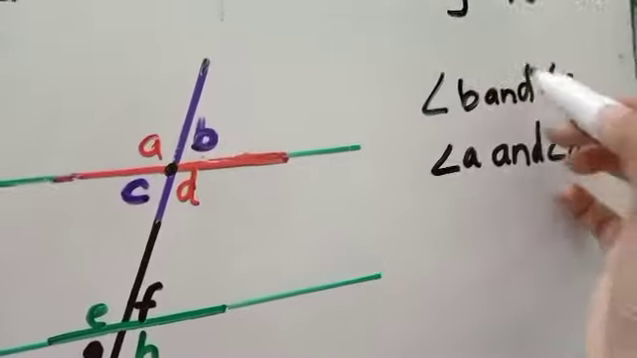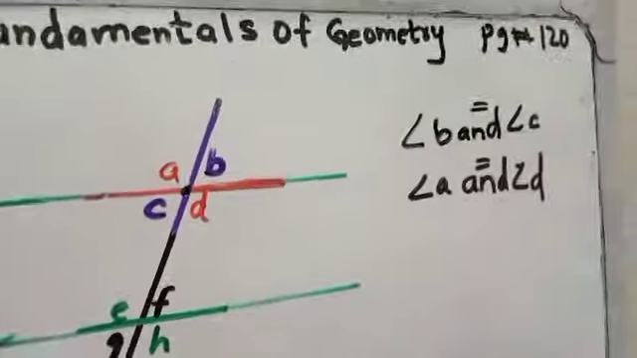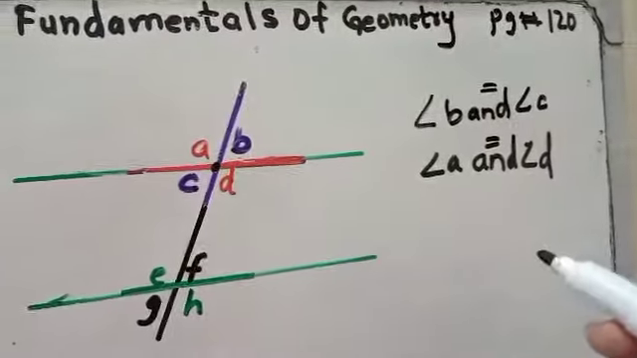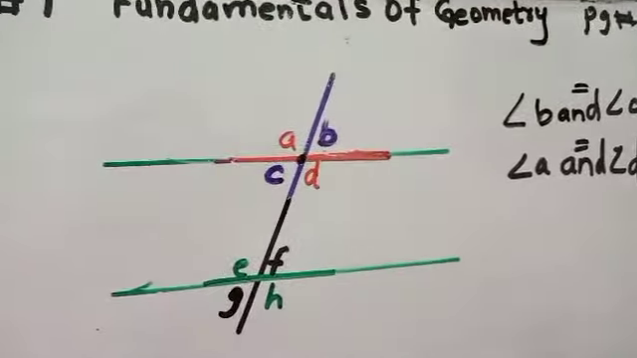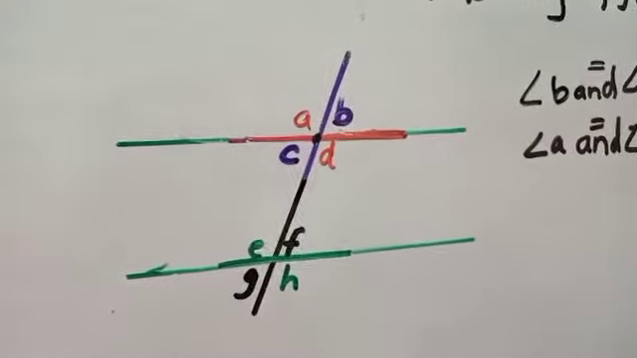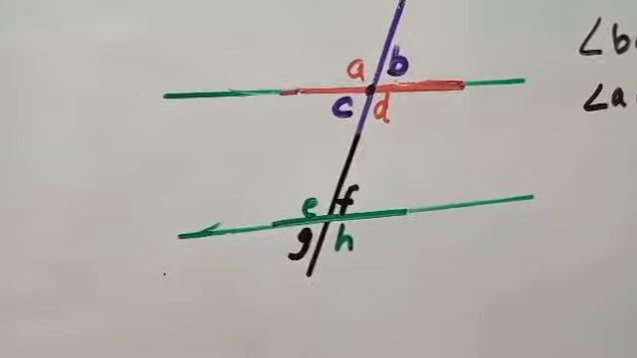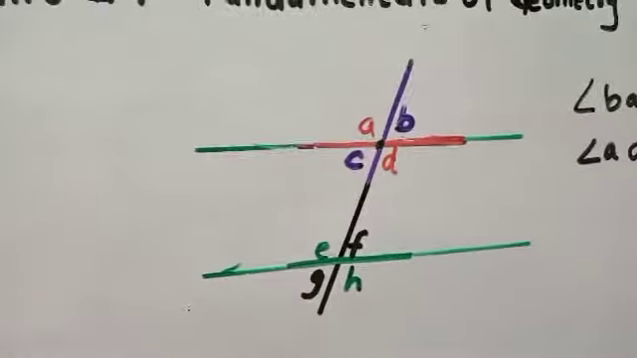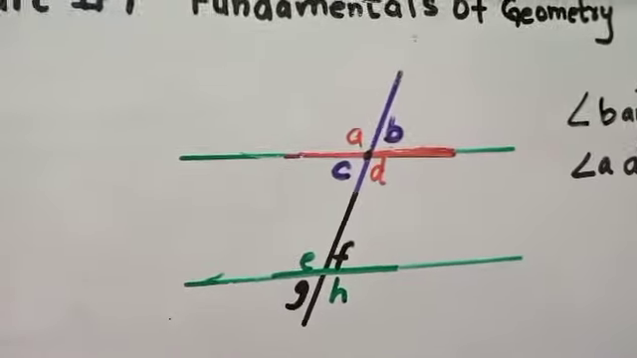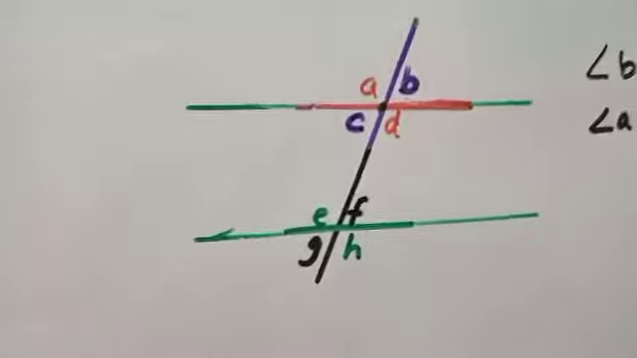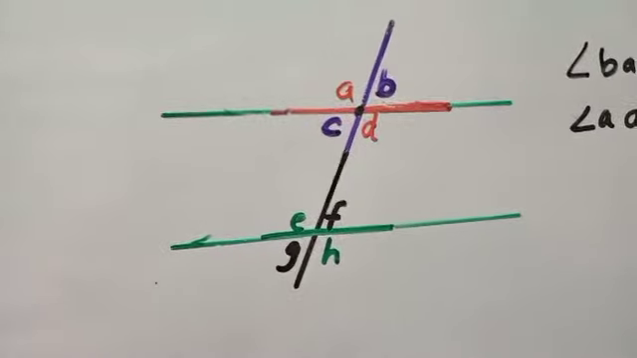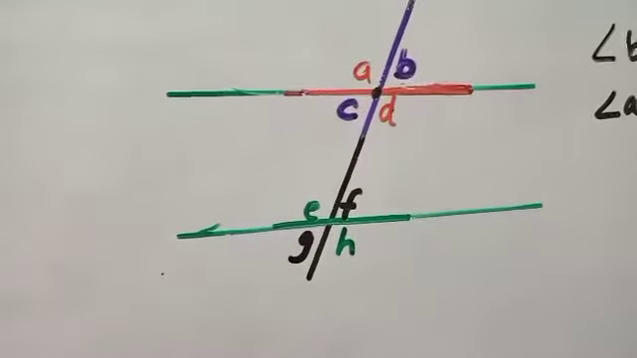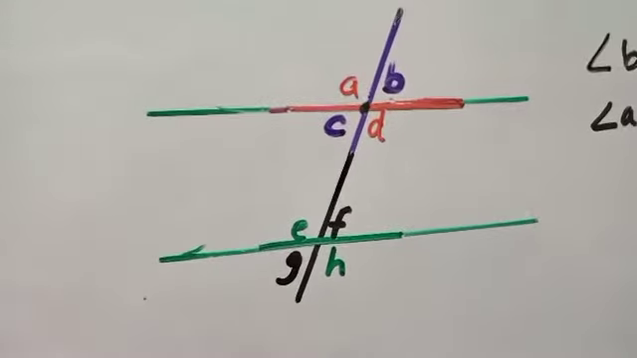They both are equal. This is equal, this is equal. Angle B is equal to angle C. Angle A is equal to angle D. Why are they equal? If I ask you the reason, you should say that they are vertically opposite angles. I am telling you this because in MCQs also we can give you this question: angle A is equal to angle D, give reason. What is the reason? The reason is that they are vertically opposite angles.